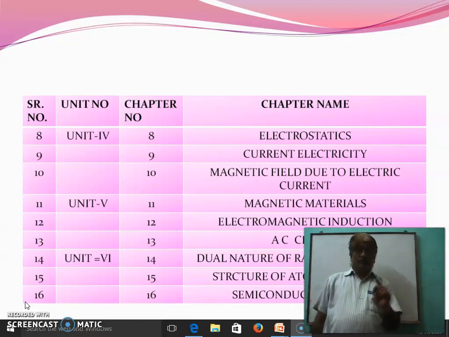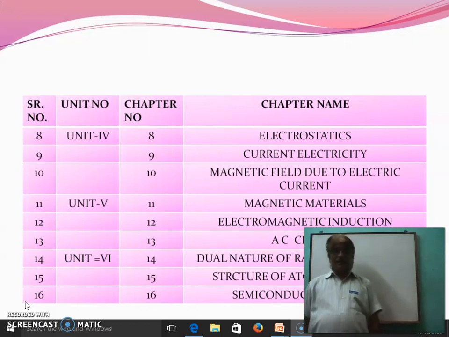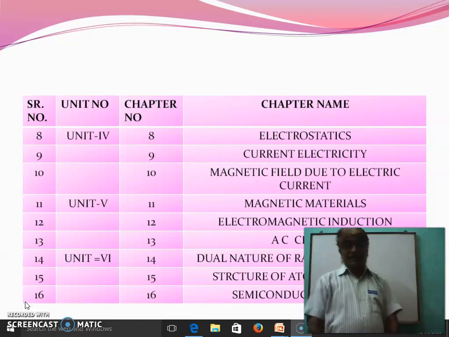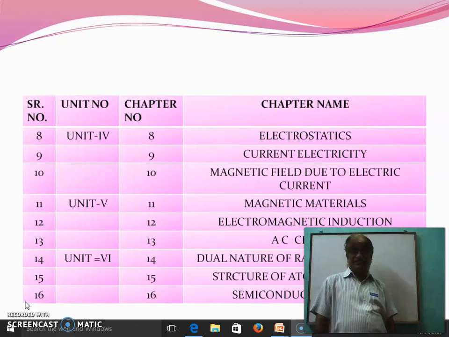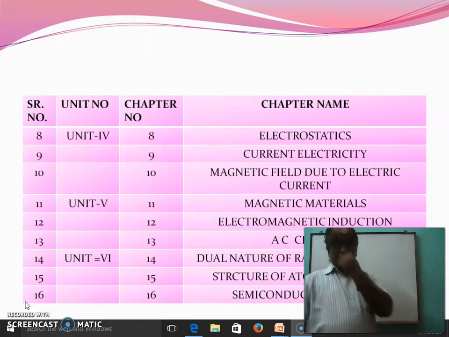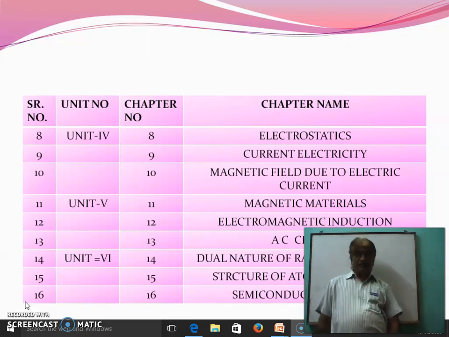So, Unit 5 consists of 3 chapters: magnetic materials, electromagnetic induction, and AC current. In magnetic materials, we can see the magnetic moment of a revolving electron. Three substances, paramagnetic, ferromagnetic, and diamagnetic, can also be seen in this chapter. Domain theory is also seen, and various points can be seen in magnetic materials.